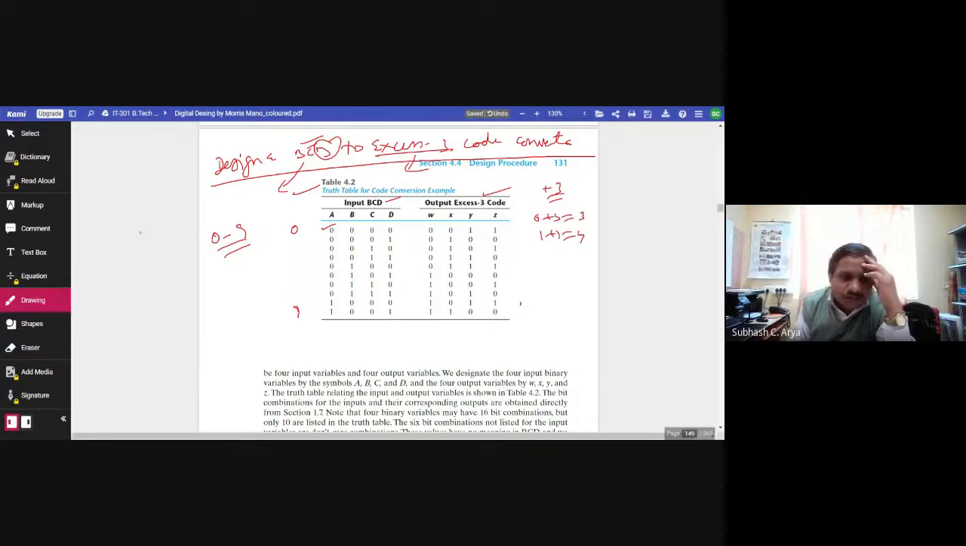So nevertheless, let us find out. Now when input is 0, 0, 0, 0, output is 0, 0, 1, 1. When it is 0, 0, 0, 1, that is the 1, then it will be 4. If it is 2, then it will be 5. If it is 3, then it will be 6. If it is 9, then it will be 12. But in excess-3 code, it is 9 only. Okay, only we write like that. So that is why it is a code, not a number.